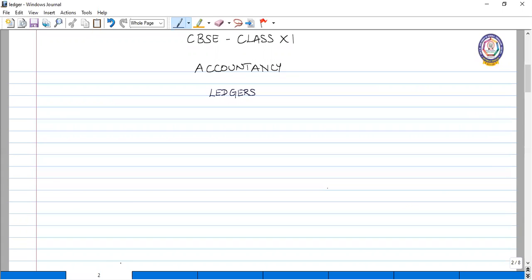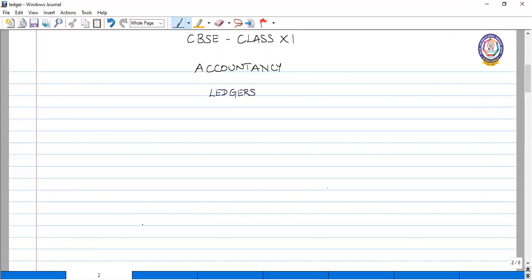Class 11, Accountancy. In this session, we are going to discuss ledgers. Ledgers are the second step in the accounting process. When we learnt journal, we were doing the first step of the accounting process, that is, recording the transactions. Now, by posting those transactions into ledger, we are doing the second step, that is classifying. So by posting ledgers, we are classifying the transactions into particular accounts.